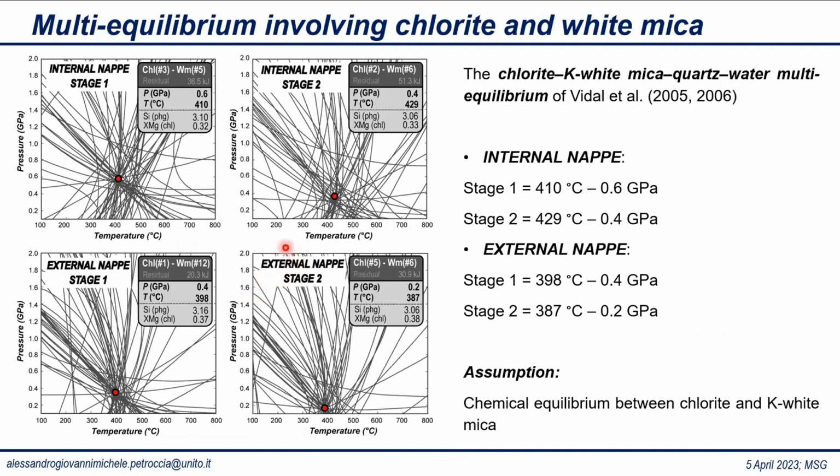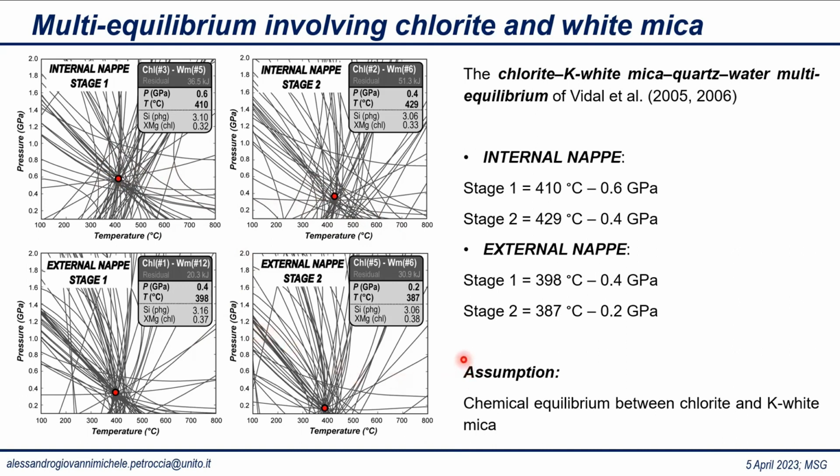So we start with the PT estimation, and we start with the multi-equilibrium approach involving chlorite and white mica. And this approach involves the equilibrium between chlorite and white mica in presence of quartz and water. And this approach is by Vidal and co-authors. And here we have the internal nappe zone sample, and here the external nappe zone. And for both, we use the two groups of chlorite, the high vacancies chlorite and low vacancies chlorite. And we have two different stages, one at relatively higher pressure condition and one at lower, for both samples.